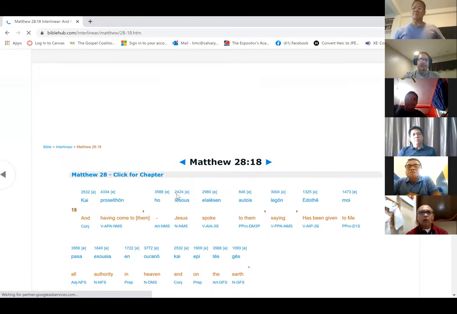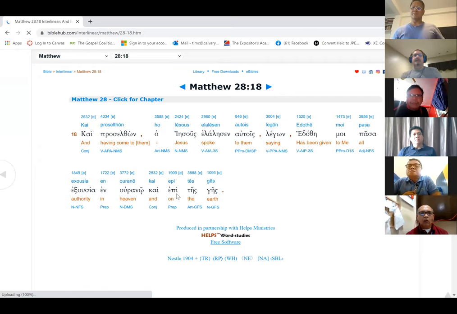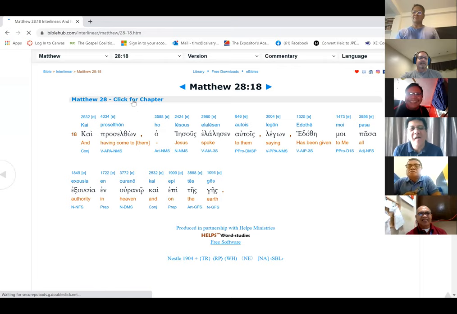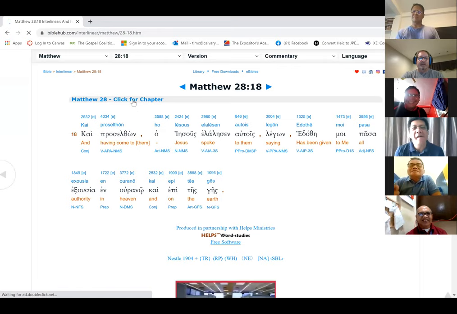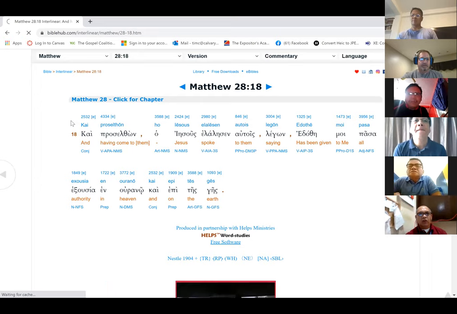All right, here we go. Here's some Greek. All right, that's what we're here for. Greek, New Testament Greek. I love it. Now notice, and I'll go to the next verse. It's got our arrow for the next verse. You could click here for the whole chapter. So you give the whole chapter an interlinear. I'm waiting for it, got a lot of people using our internet here.